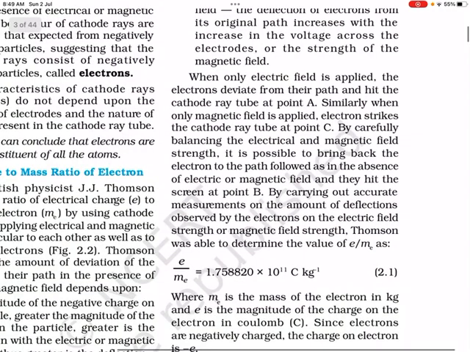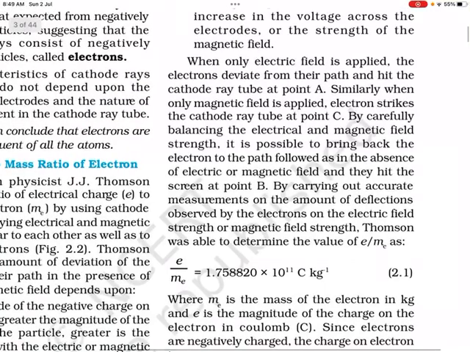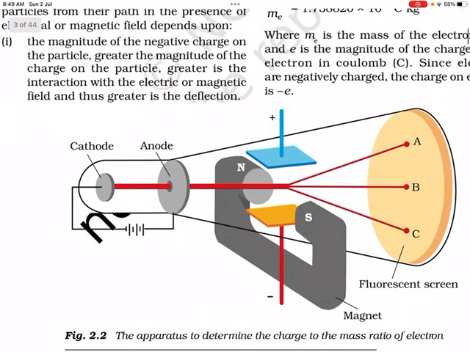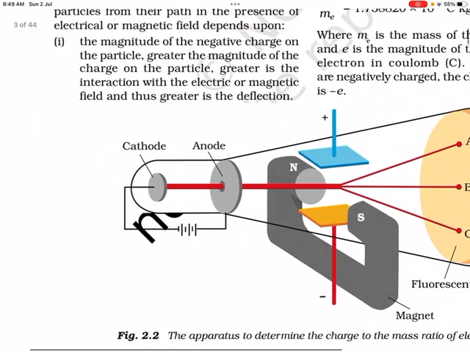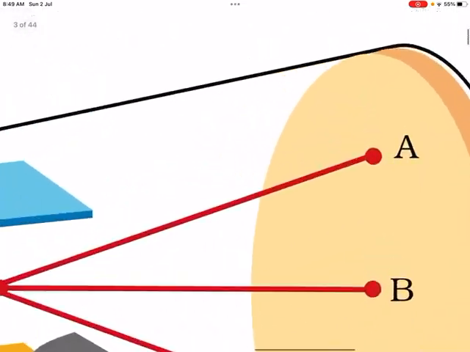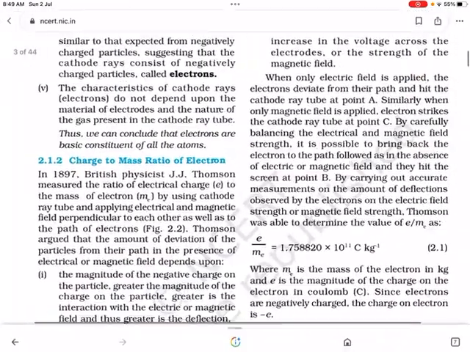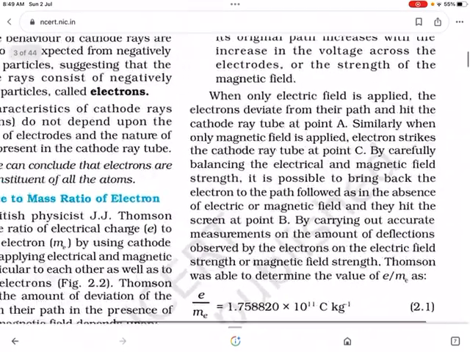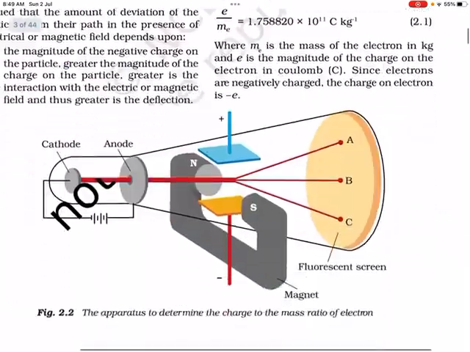When only the electric field is applied, this is an important point: the electrons deviate from the path and hit the cathode ray tube at point A. If there is a higher electric field, it will hit further along. When only a magnetic field is applied, it will deflect and hit at C, like the north pole or the south pole. For the MCQ point of view, we are going to say that.